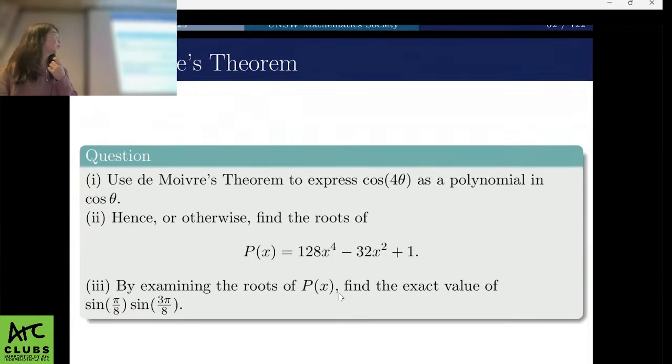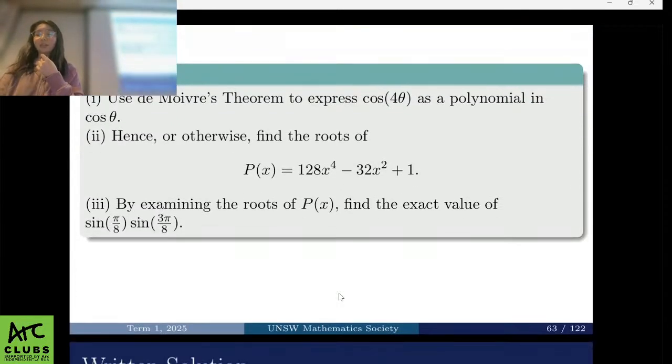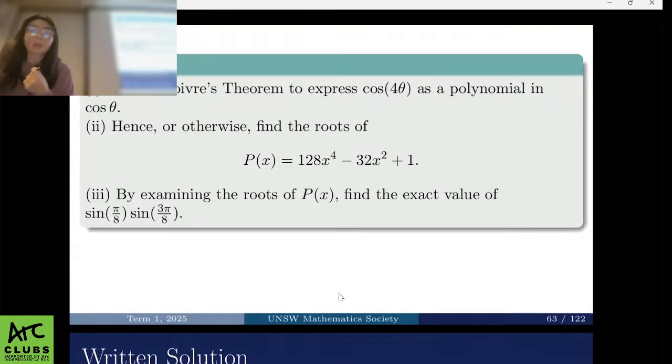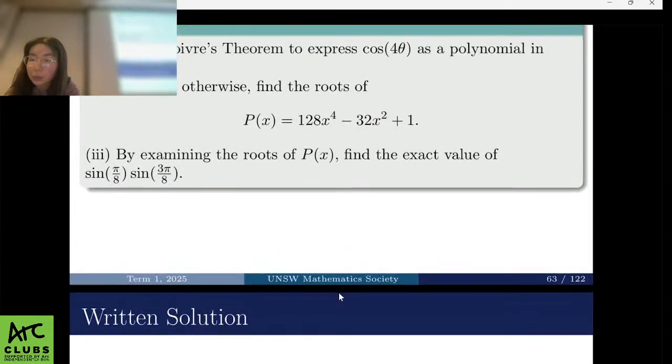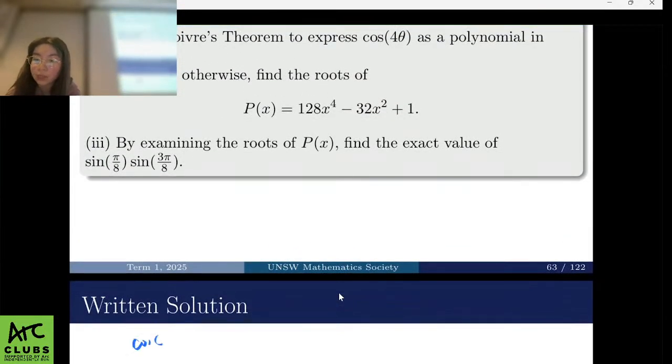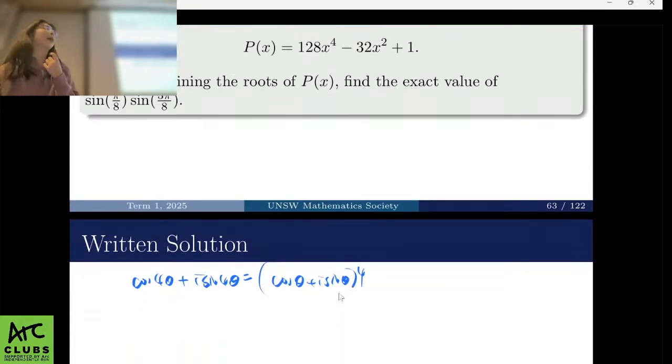Okay, so let's look at the question, because usually those come in the form of finding, let's say, what cos n theta is as a polynomial of cos theta, or it could be sine n theta in terms of sine theta. So essentially, we're always using de Moivre's theorem for those questions. How do we do that? Part 1: using de Moivre's theorem, we know that cos 4 theta plus i sine 4 theta should be equal to (cos theta plus i sine theta) to the power of 4, right? Because we can just take that power inside.